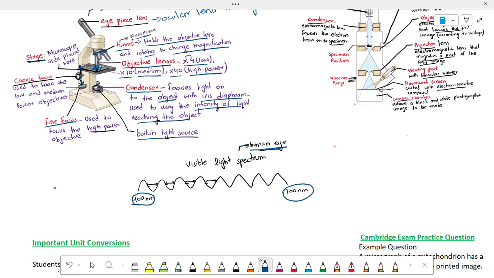But there is a limitation in the light microscope. And what is the limitation? Visible light has a longer wavelength. When there is a longer wavelength, then we have low resolution power.